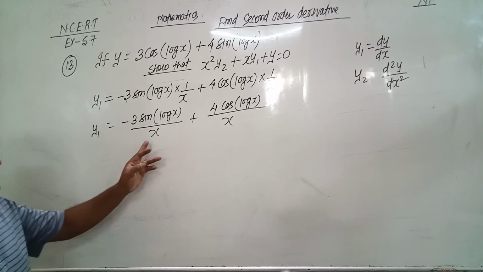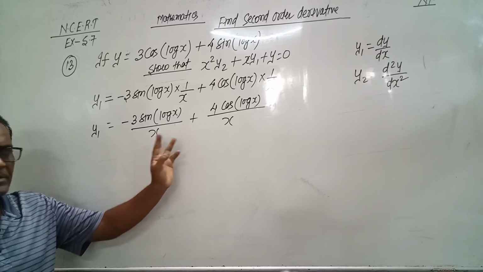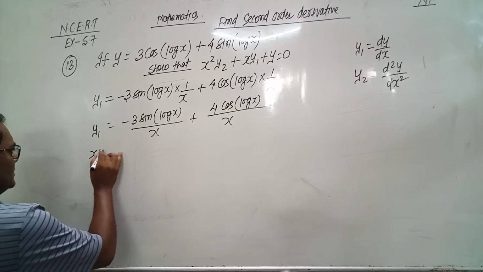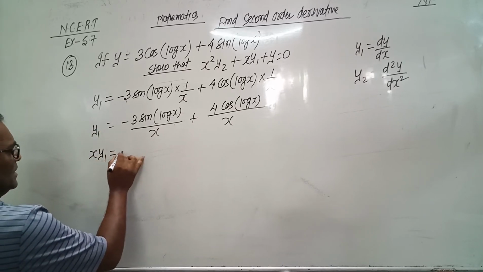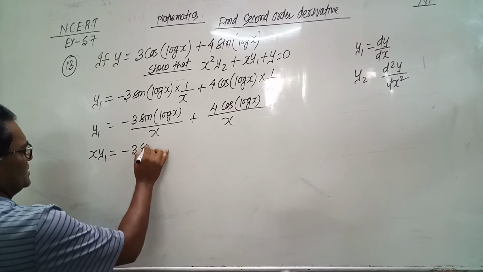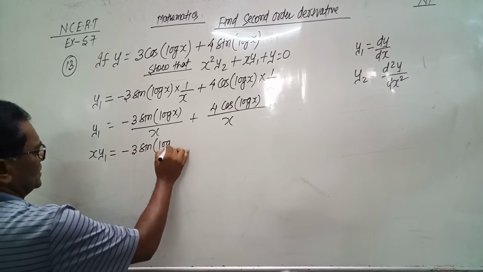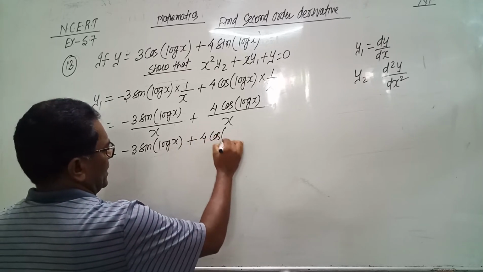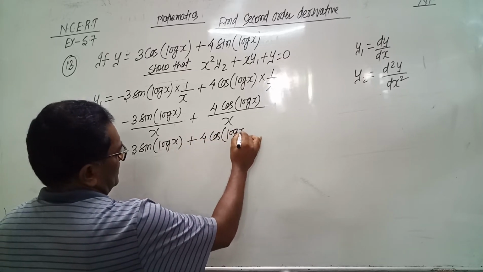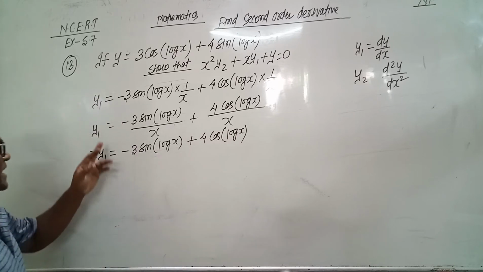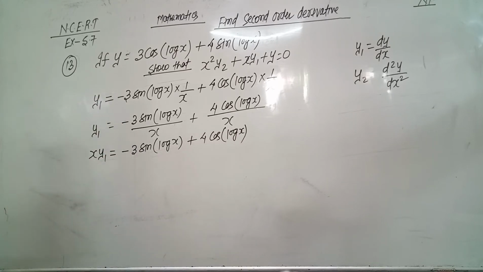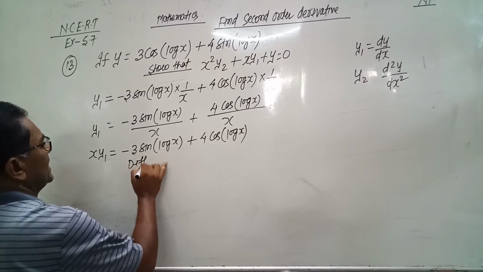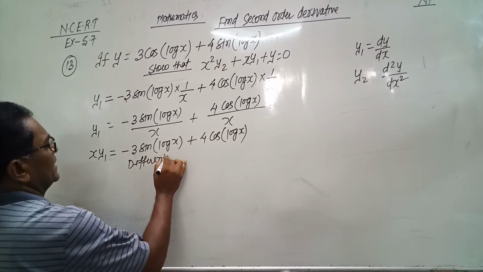Now taking LCM, x would be the LCM, and by cross multiplication we get x y1 equals minus 3 sin log x plus 4 cos log x. For dy by dx we are using y1. Now differentiate again with respect to x.